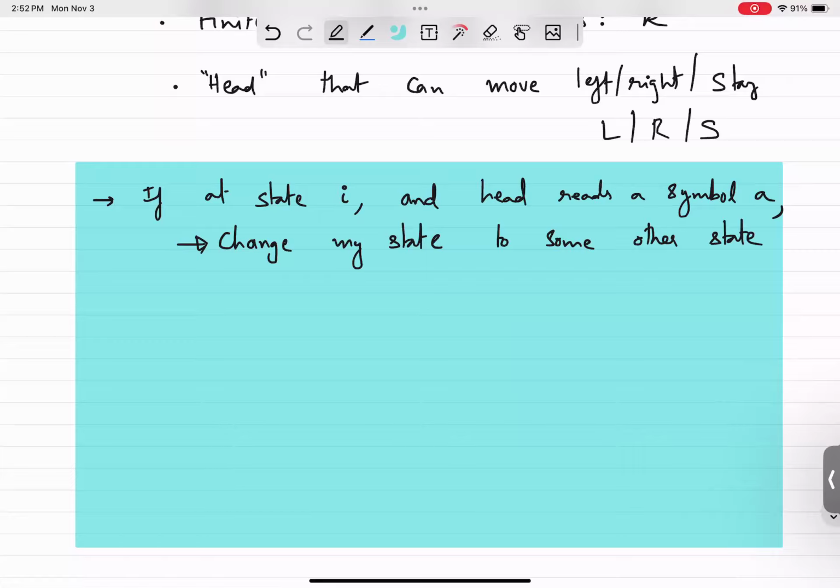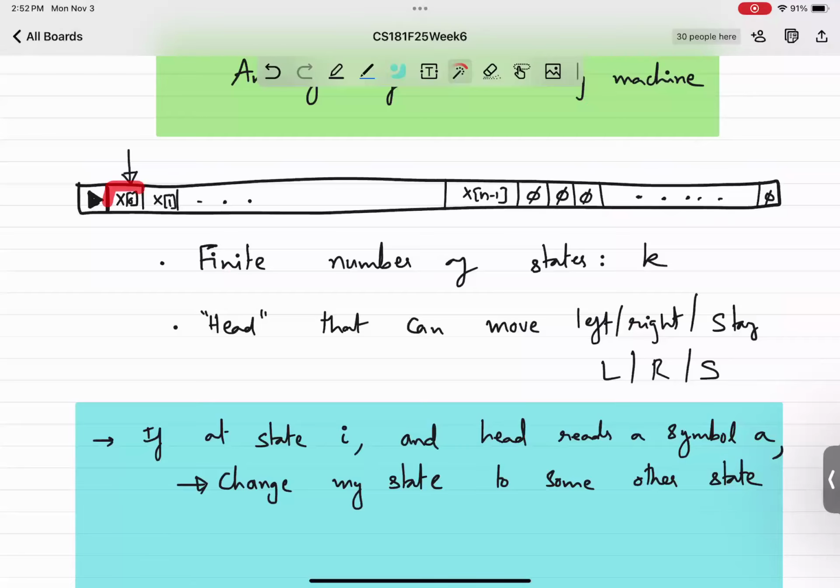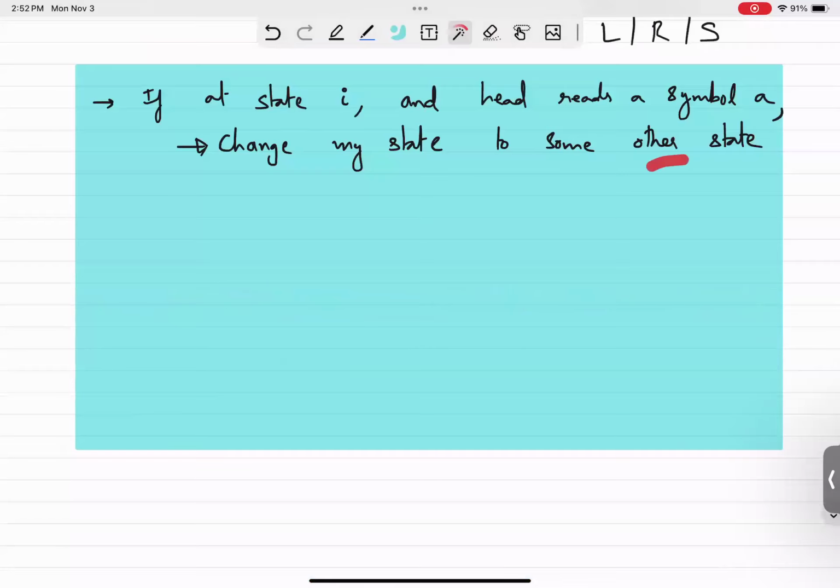So just like a DFA, you're at state i, and the head, wherever it is pointing, reads some symbol. You jump to a new state, whatever that new state is. Now come the two different things that you do. The first is kind of the same as a DFA. The next two steps are unique to Turing machines. You can also write something at the current head position.